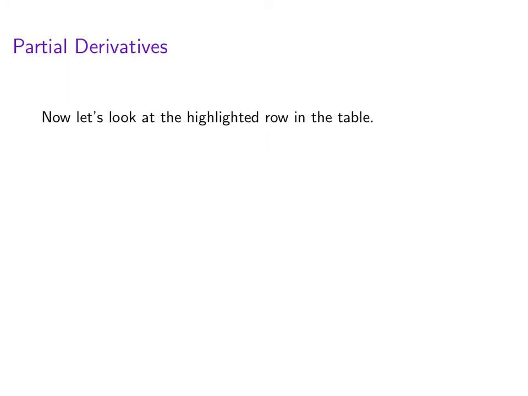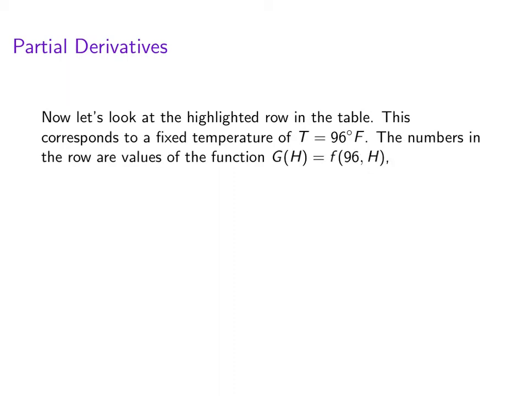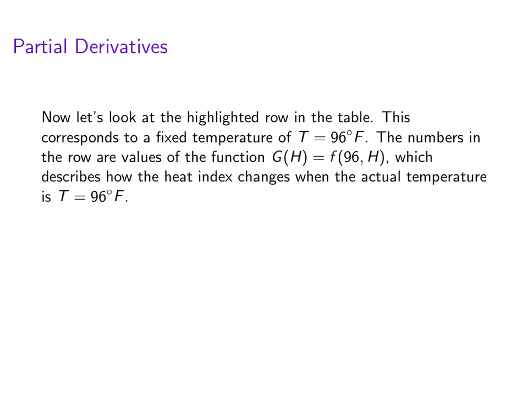Now let's look at the highlighted row in the table. This is going to correspond to a fixed temperature of T equals 96 degrees Fahrenheit. So the temperature now is not changing, but now we're going to allow the humidity to change. So the numbers in this row are values of the function big G of H is equal to f of 96, H. That describes how the heat index will change when the actual temperature is 96 degrees Fahrenheit.